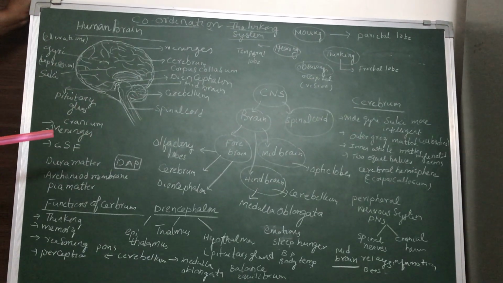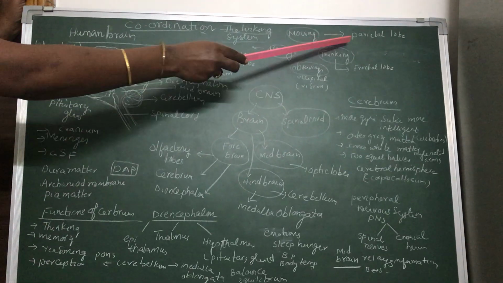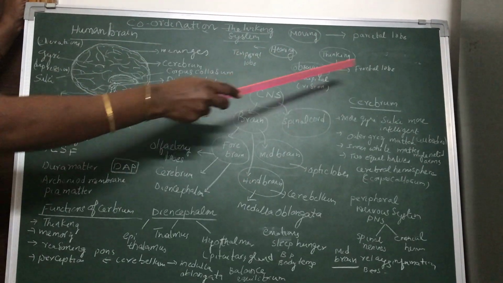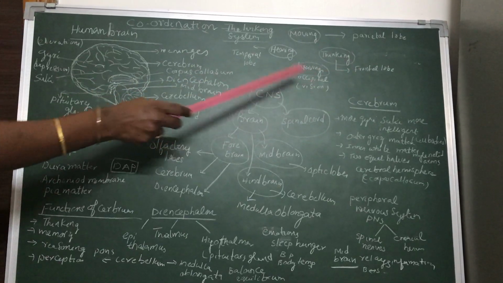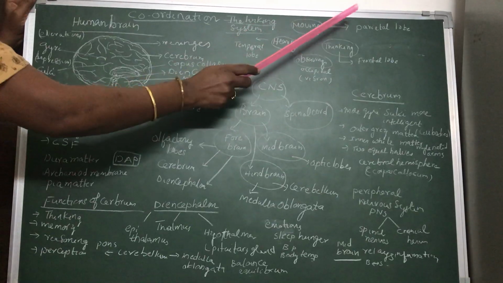Before explaining the 4 lobes, let me tell you what these 4 lobes are: parietal lobe, temporal lobe, frontal lobe, occipital lobe. These 4 lobes have different centers for different activities.